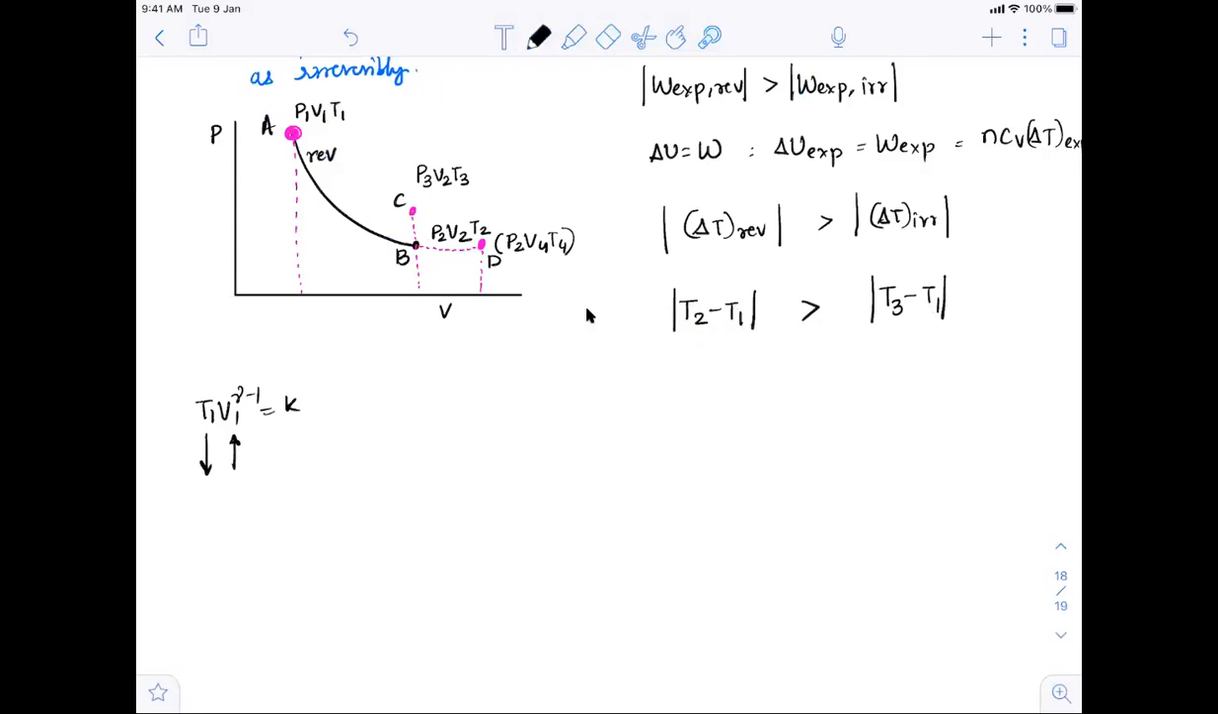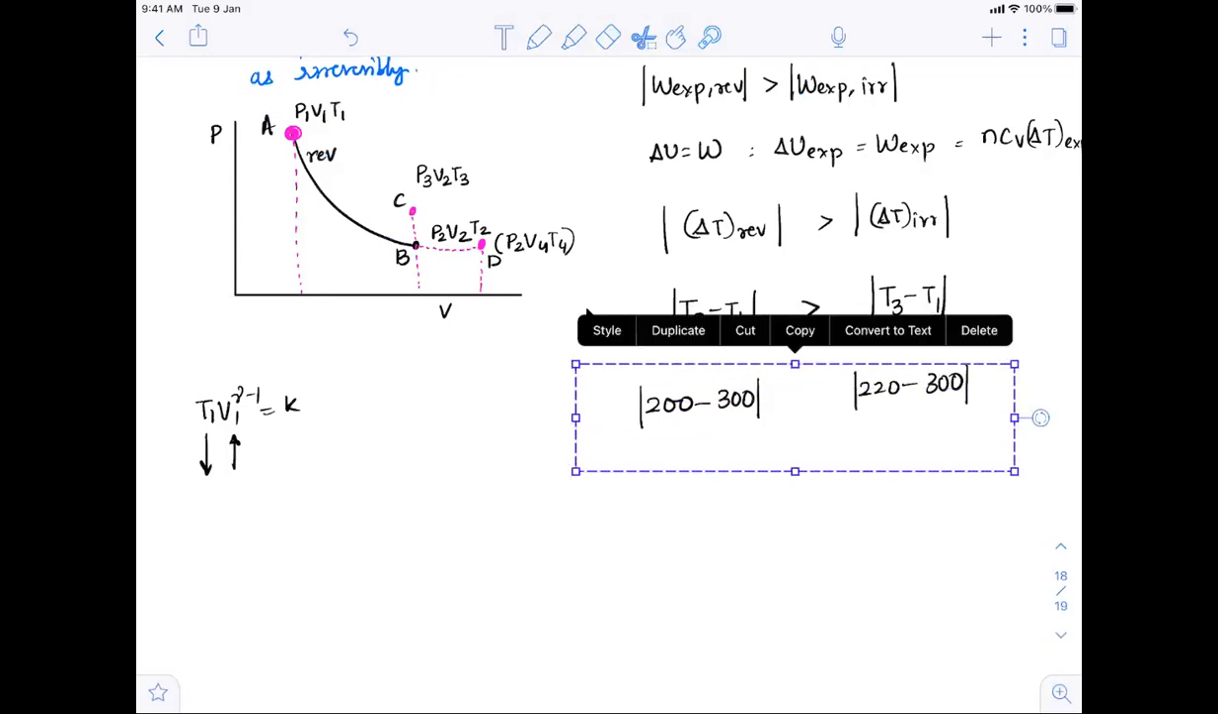अगर initially दोनों 300 Kelvin से start किया है, यहाँ पे भी 300 केल्विन से स्टार्ट किया, राइट? इफ T2 इज रीचिंग 200, द मैग्नीट्यूड मस्ट बी ग्रेटर देन दिस, मतलब ये कितना रीच होना चाहिए? मे बी दिस हैज रीच 220, करेक्ट? विच मीन्स फाइनल टेम्परेचर किसका ज्यादा होगा? इरिवर्सिबल का हमेशा ज्यादा होगा। Clear?